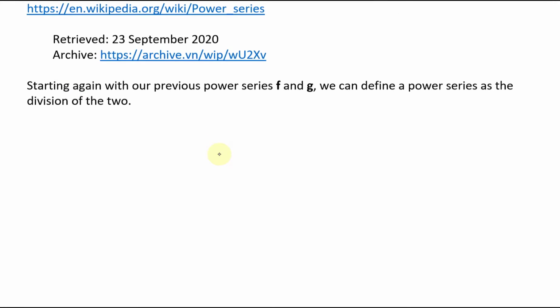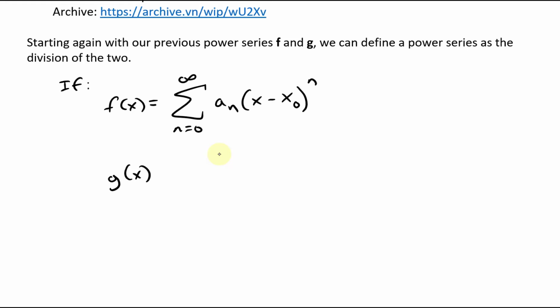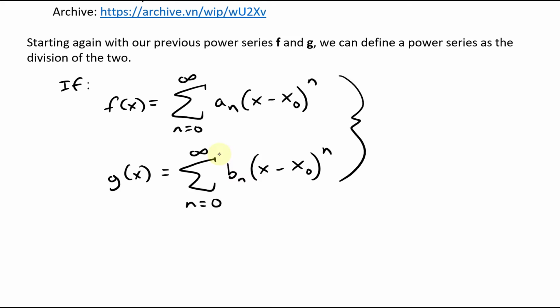If we have f(x) equals the summation from n equals 0 to infinity of a_n, the coefficient, times (x minus x0) to the power of n, and then we have g(x) equal to the summation from n equals 0 to infinity of b_n times (x minus x0) to the power of n. And we're given that both of these have the same radius of convergence, so |x minus x0| less than R. Alright, so we have this.